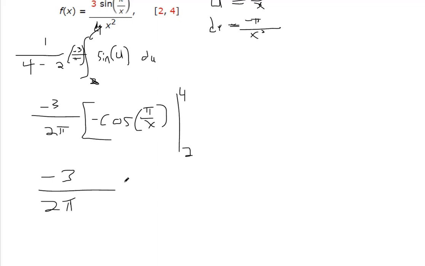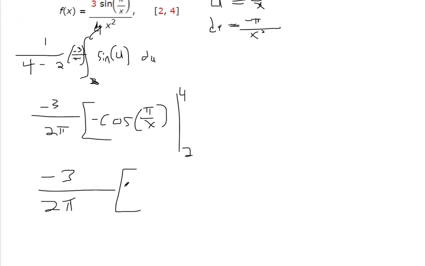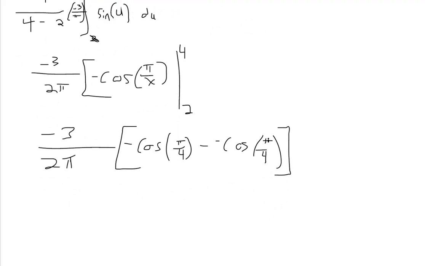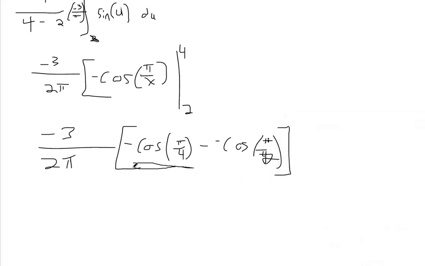So if we plug in 4, I think we're just going to have to use decimals. Round 3 decimal places, thank goodness, because that'd be ugly without it. Negative cosine, this is pi over 4. We subtract that by negative cosine, pi over 4. So with decimals, oh sorry, pi over 2. I plugged in the wrong limit of integration there. Just make sure when you plug this in a calculator you use radians. Okay, but negative cosine pi over 4 plus cosine pi over 2, which is 0. And then multiply by negative 3, then divide by 2 pi.